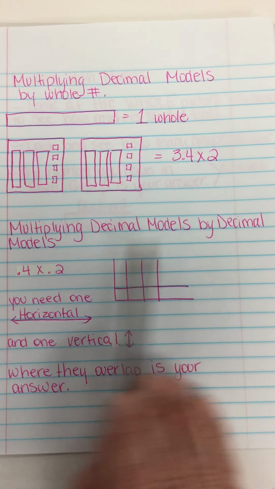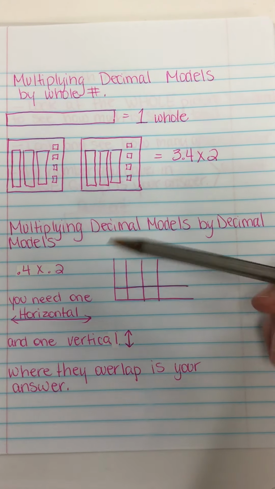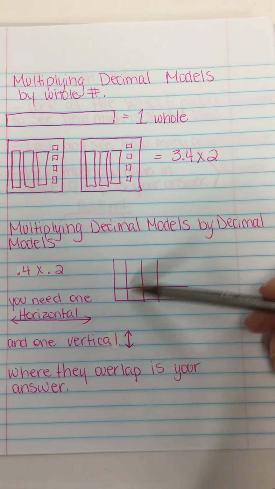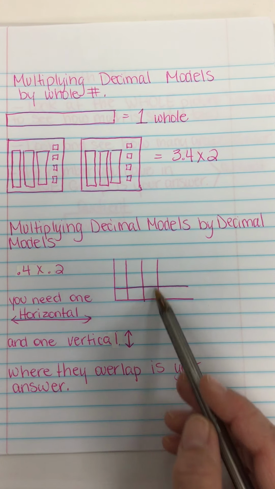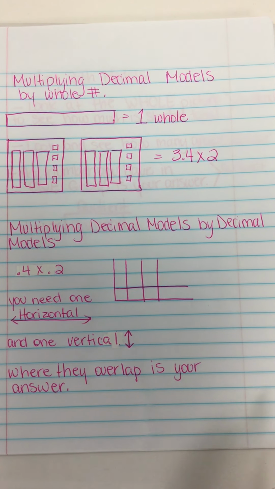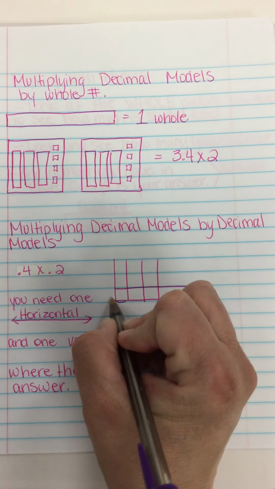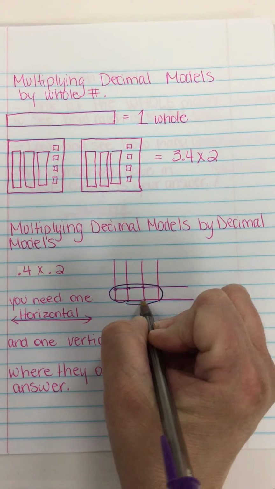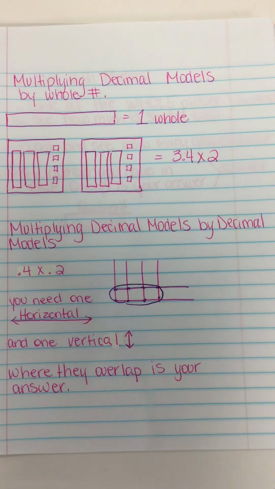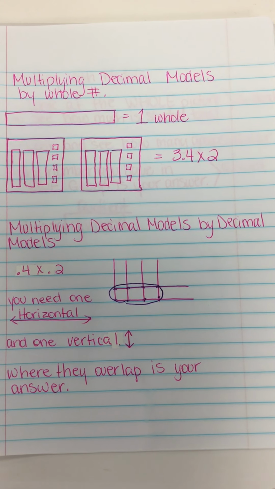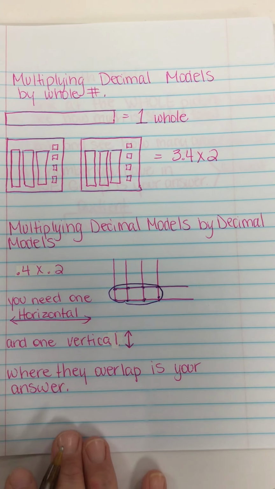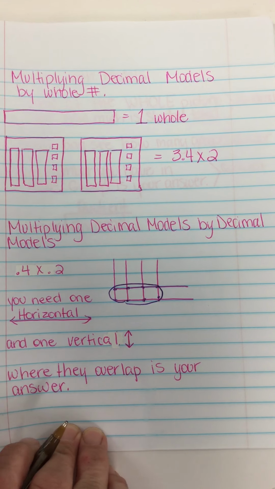Multiplying decimal models by decimal models, 4/10 times 2/10. It's just telling you that you need a horizontal and you need a vertical. And then where they overlap is your answer. Okay? So in this case, 1, 2, 3, 4, 5, 6, 7, 8 hundredths. Because that's 8 out of 100, right? Okay, of course, I didn't draw it to scale, but it's a vertical and a horizontal, and where they match or where they overlap is your answer.